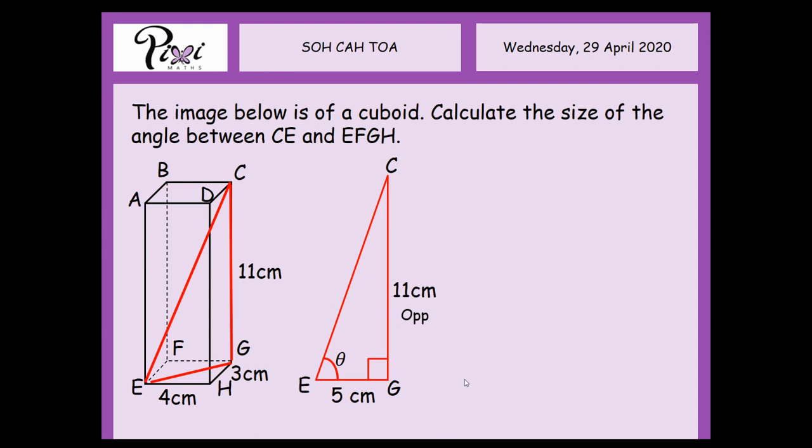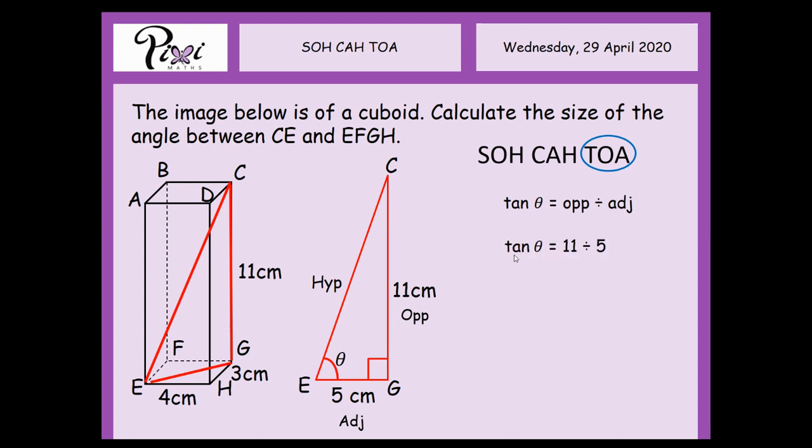We can then label our triangle, so we know the 11 centimeters is opposite the angle, our 5 centimeters down the bottom is adjacent to the angle, and E to C is our longest side, opposite the right angle, the hypotenuse. We can then write out our SOH CAH TOA and identify which one we need. Opposite we know, adjacent we know, hypotenuse is totally useless, so anything with an H we can ignore, and it's TOA again this time. Our formula then, tan theta equals opposite over adjacent, fill it in.